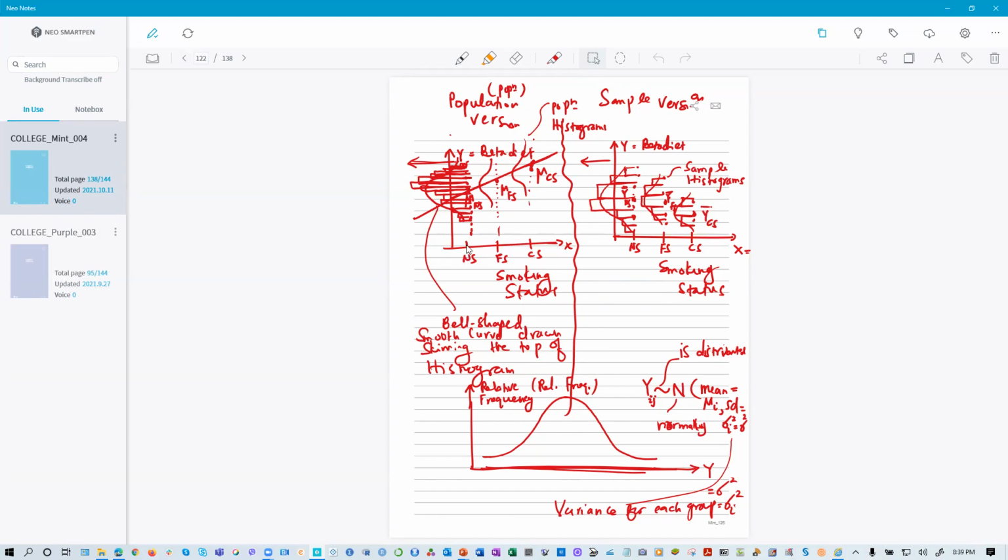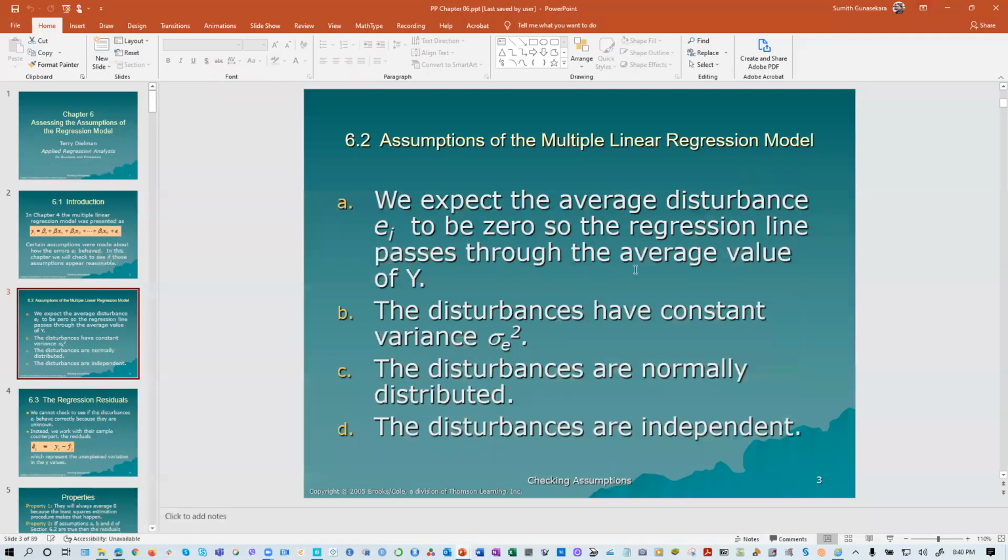For a given X, we have a certain number of values, not too many. But in the population version, we have infinitely many values. You can easily put them into a histogram and get a smooth curve on top. If you get the error terms and draw the same thing, the error will be centered at zero. That's why the regression line passes through the average value of y.